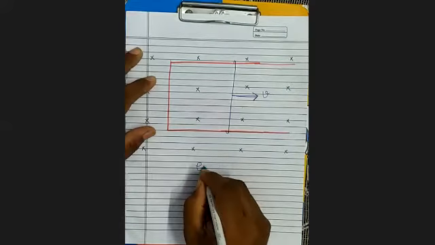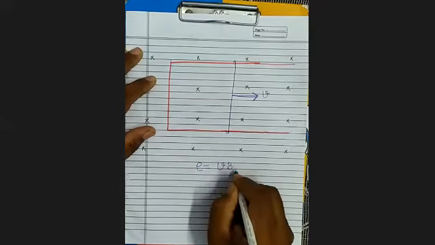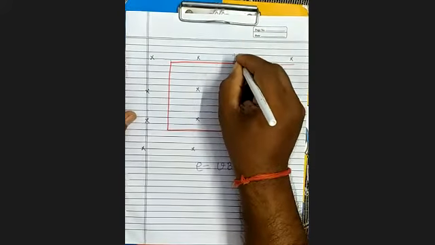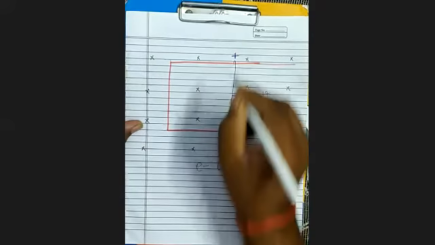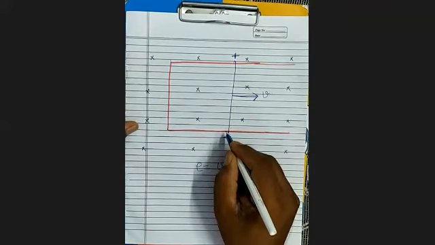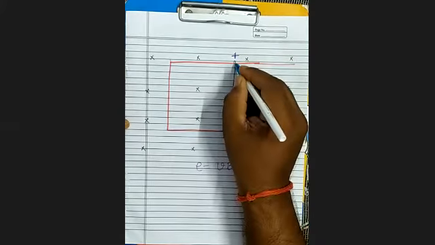How much EMF will be induced? It will be equal to vBL. And when EMF is induced, what will happen? As you know, here this end will become the positive end and this is negative. Why? Because at this end electrons are accumulating. Here there is a deficiency of electrons.